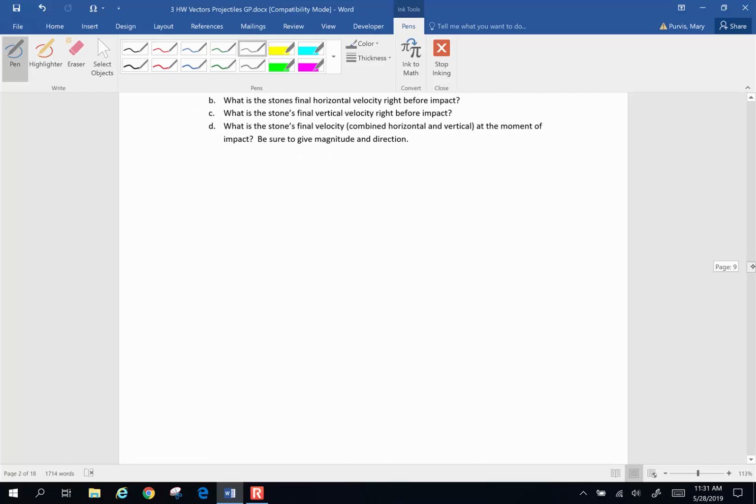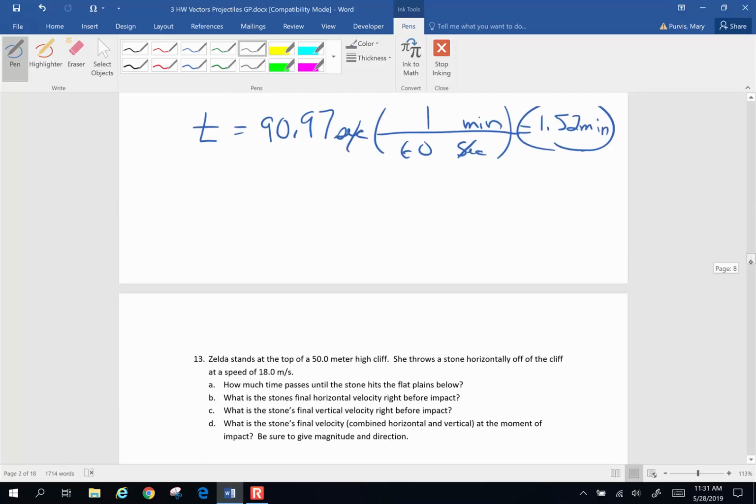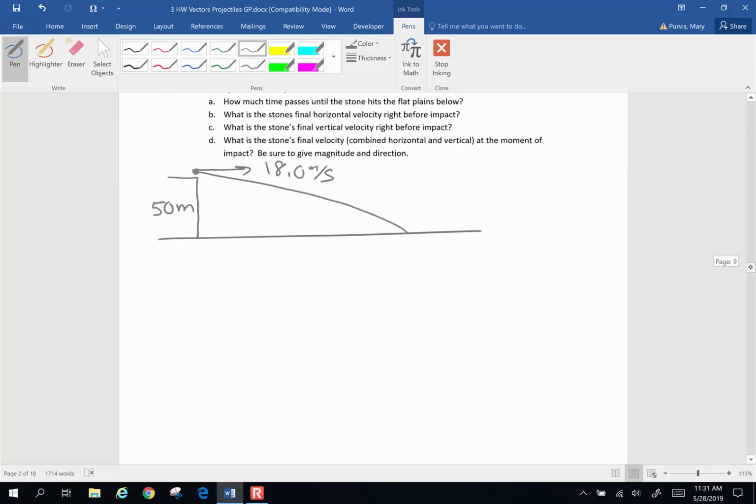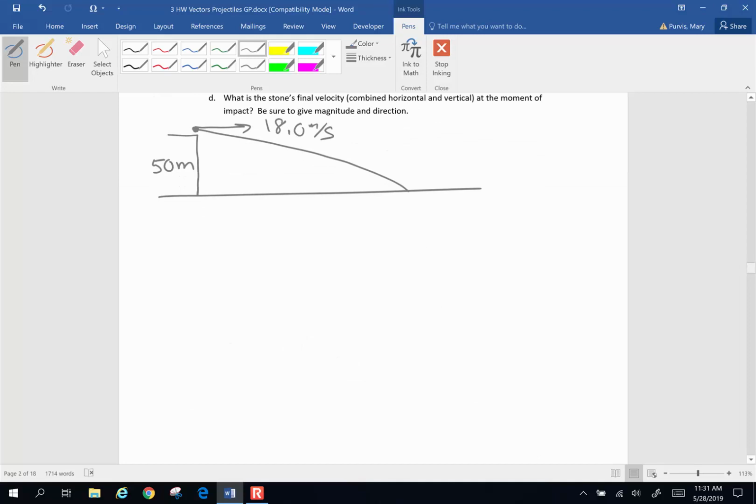So let us figure this out. And here we go. So picture, always helpful. Cliff. We're going to throw an object off the top of it. It's going to go whoop like that. It's 50 meters high. This is 50 meters high. And it's going to have a horizontal velocity of 18 meters per second. So let's take our two columns of information and see what we can find.